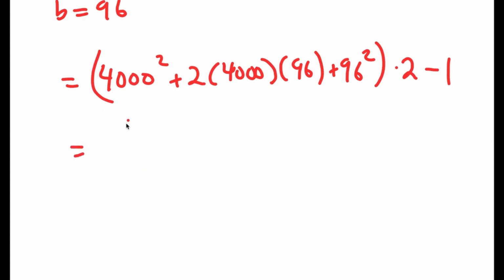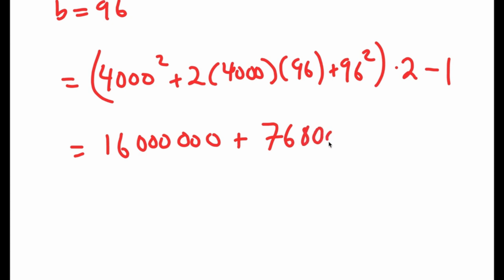Now 4,000 squared is equal to 16 million. 2 times 4,000 is 8,000, and 8,000 times 96 is equal to 768,000. And now I have this plus 96 squared, which is equal to 9,216. And all of this I have times 2 minus 1.